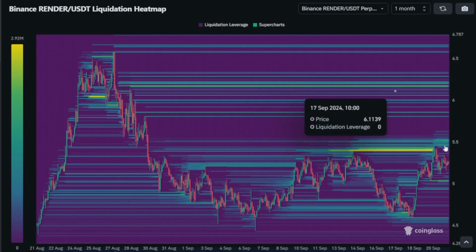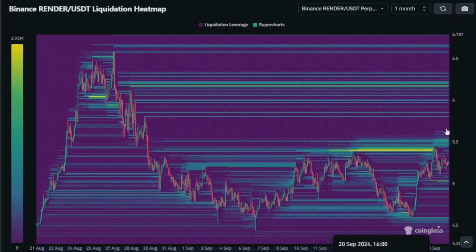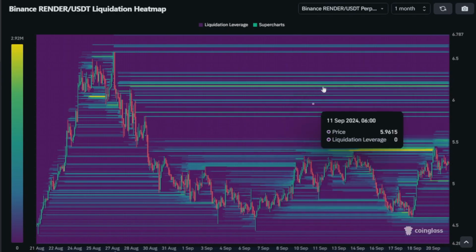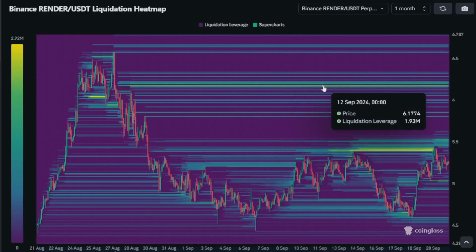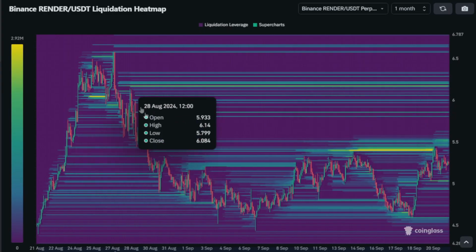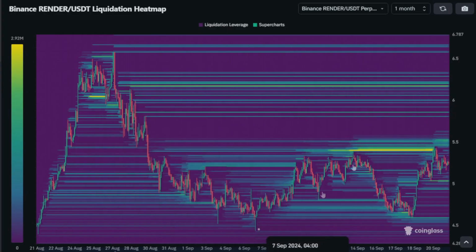Don't be fooled, even if Render goes down from here, it's gonna go up. It's not gonna leave this liquidity. There's millions in liquidity above 6.15. It's gonna be taken. I don't care how long it takes. They're not gonna let these people who shorted here win. That's not how the market works.